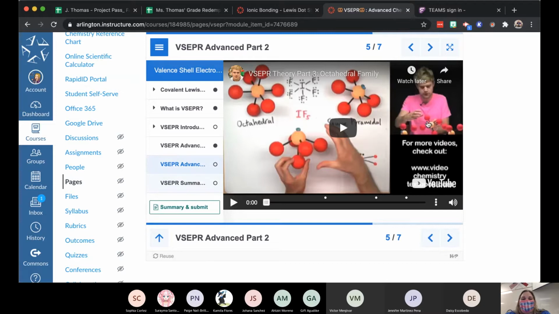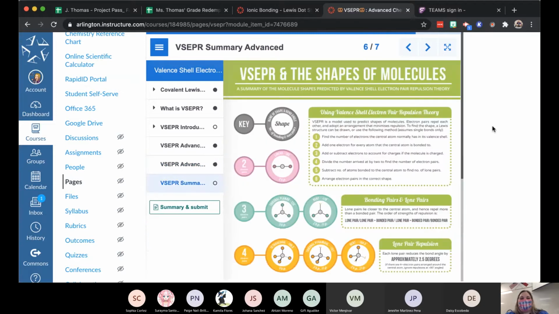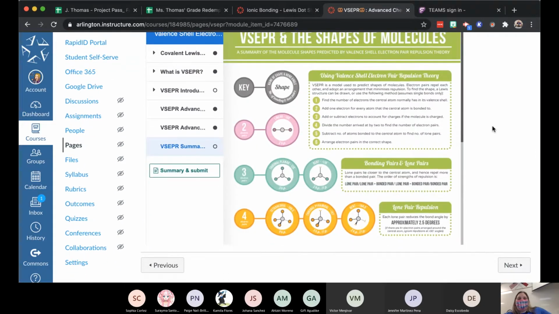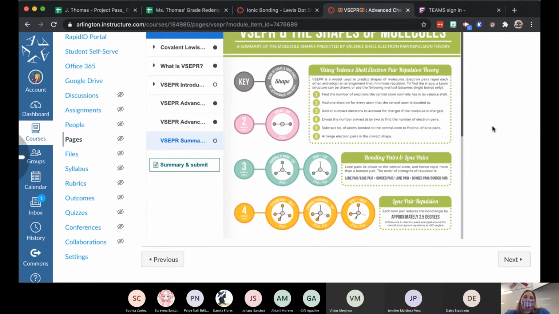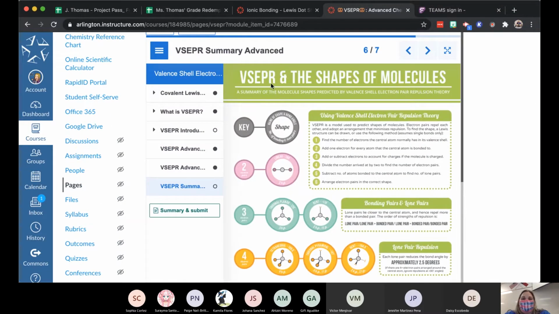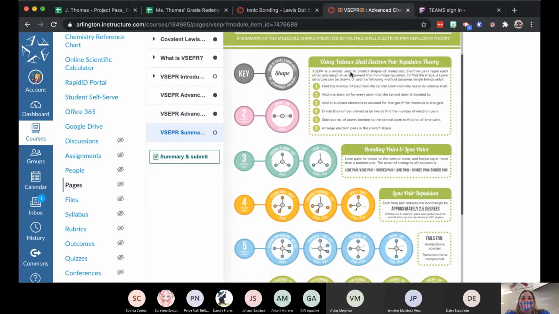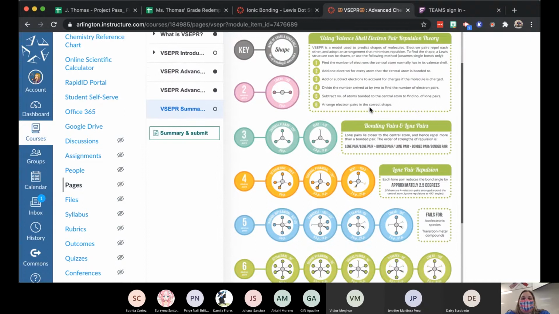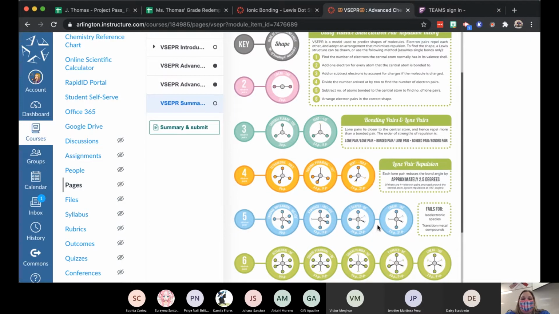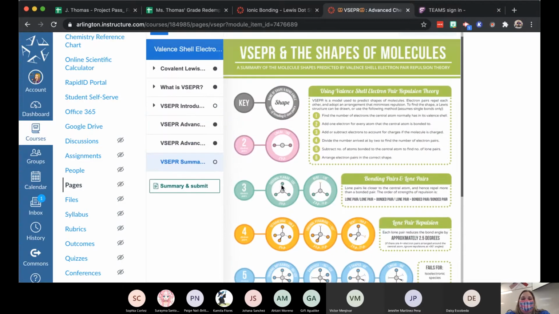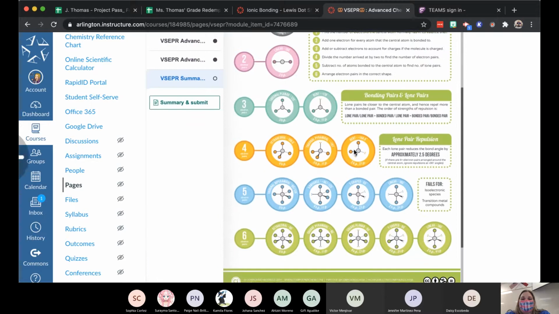I'm going to skip here to the end, because at the end, it has kind of a nice little summary for us. And so if we look at this, it says, VSEPR and the shapes of molecules, a summary of the molecule shapes predicted by valence shell electron pair repulsion theory. Now, the stuff over here, that's nice, but really the information's here on your little graphic, your visuals here. So this is another example of an infographic.